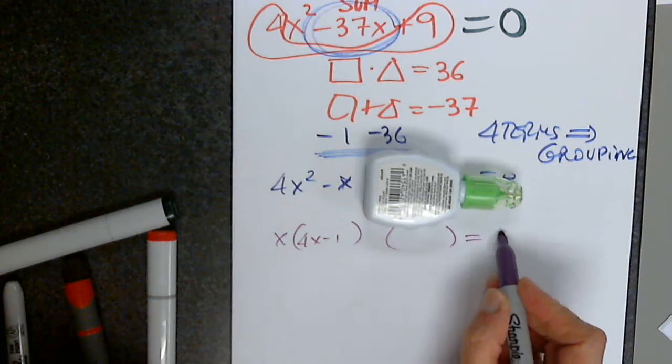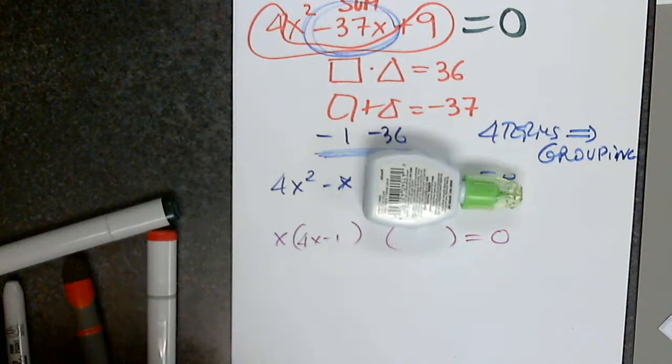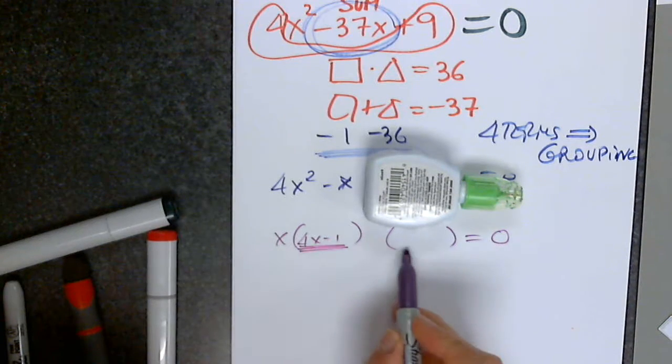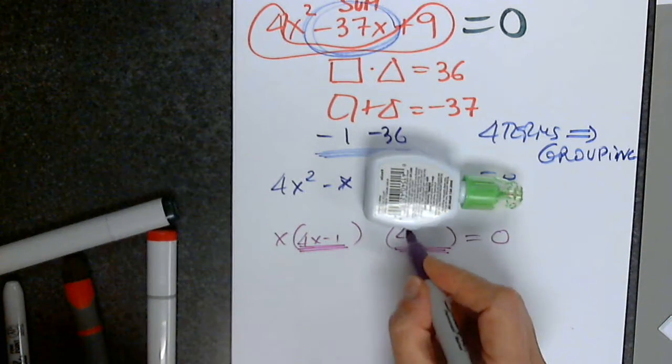What should I have coming out from the other two? I refuse to look before I write it because I may mess it up. Who knows what I'm going to write? What do I have to have coming out of the other two? If I don't have the same thing, I will not be able to continue. So it has to be 4x minus 1.